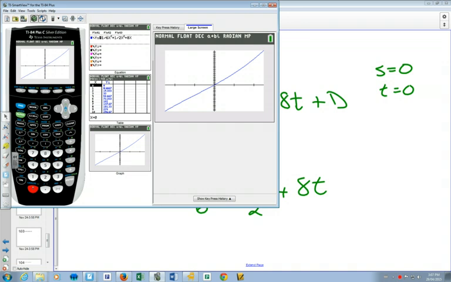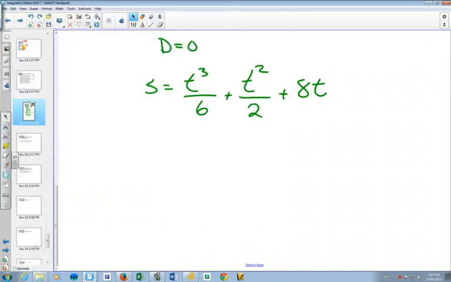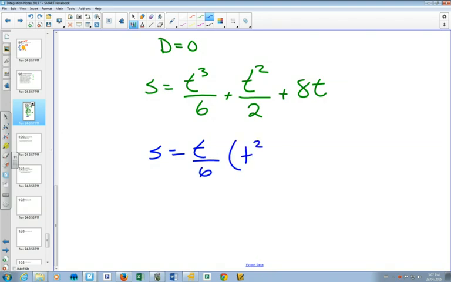Partially because if we were to go back to here, you know that you could factor out a t. Just to make things nicer, I'm going to factor out a t over 6. That'll leave me with t squared plus 3t plus 48. As far as where our x-intercepts go, we know that there's just the one. This, if you use the quadratic formula, will have no solution. So that's why there's only the one x-intercept at 0.